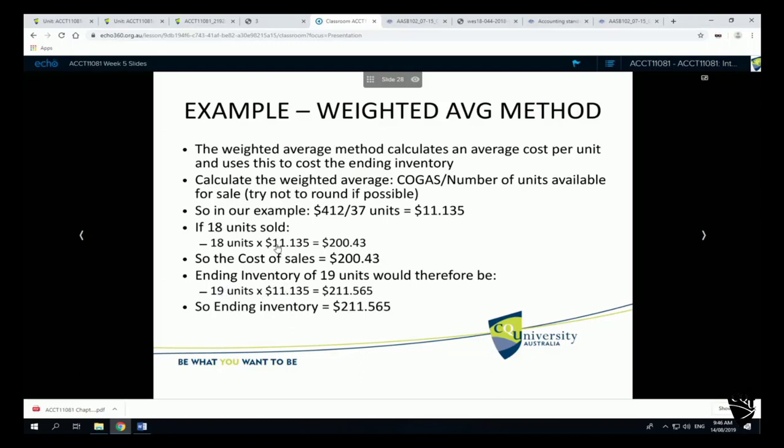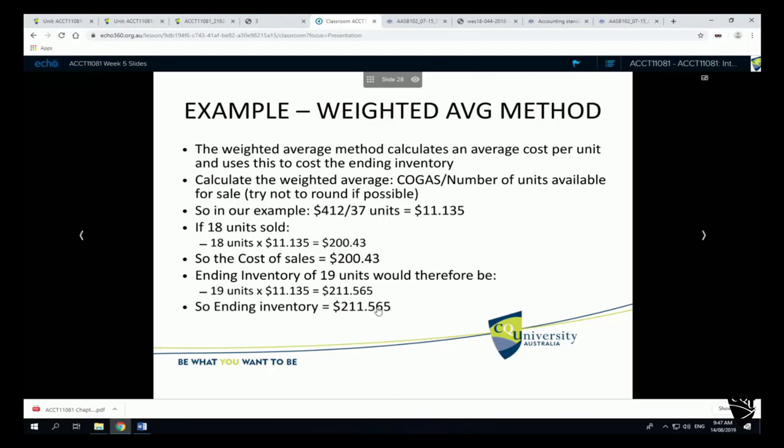So it's a nice, easy calculation, as long as you get these figures right. So 412, what we have available for sale, divided by the number of units we have available for sale, gives you the weighted average, and you just apply that weighted average to units sold to get your cost of sales, in this case $200.43, and also you apply that same number to the ending inventory balance. So ending inventory is $211.57. Okay, so over these four methods, you can see it does make a difference to our financial statements.